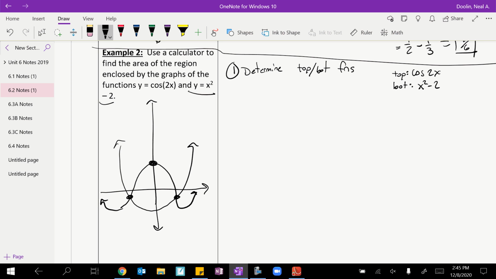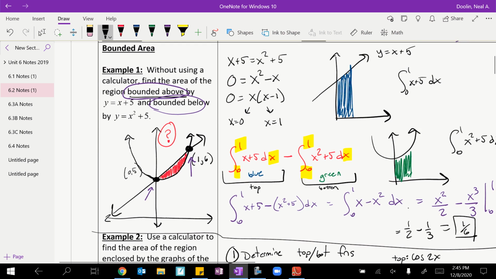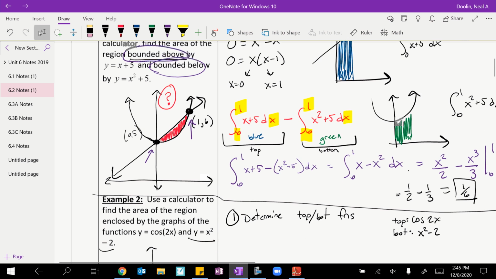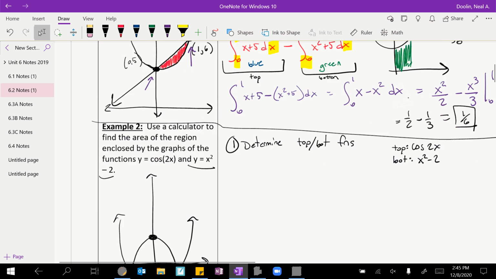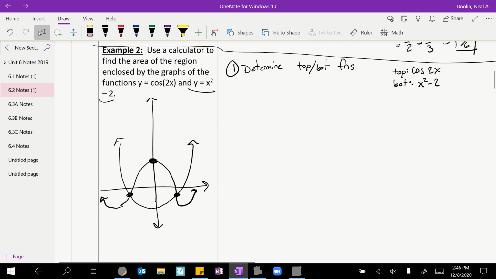At some point, we need to figure out exactly where the boundaries are, because that's going to be our limits of integration. See how here we went from intersection point to intersection point? Barring anything super weird happening in the problem, like which function is on top and bottom changing, yes, that can happen, we just typically integrate from the left to the right. So we need to determine limits of integration.